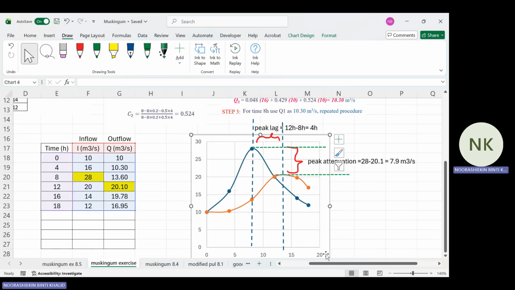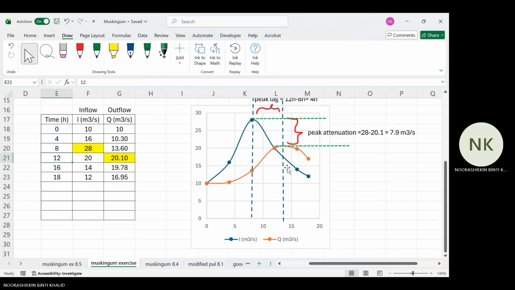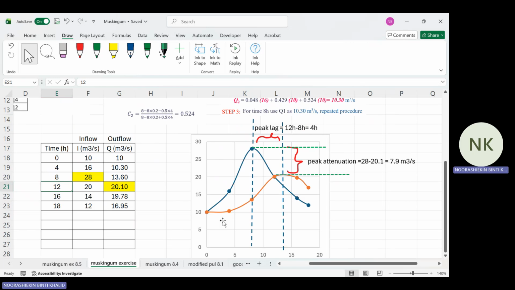Then I got the peak attenuation. Between the peak for inflow and the peak for outflow, so just minus, get peak attenuation 7.9 meter cube per second. And then peak lag happened at 8 and 12 hours. So I got 4 hours difference.